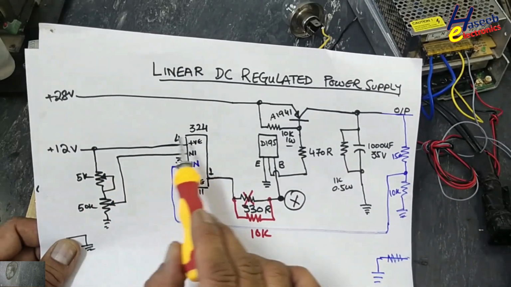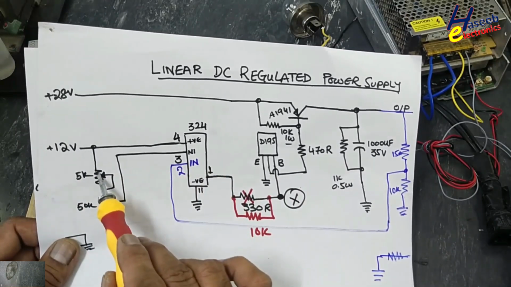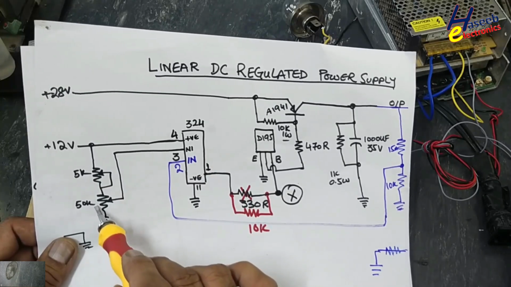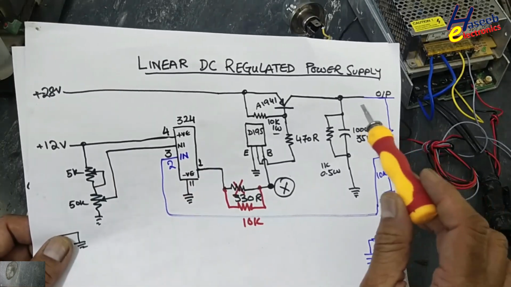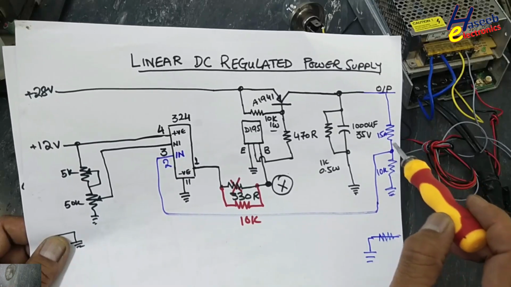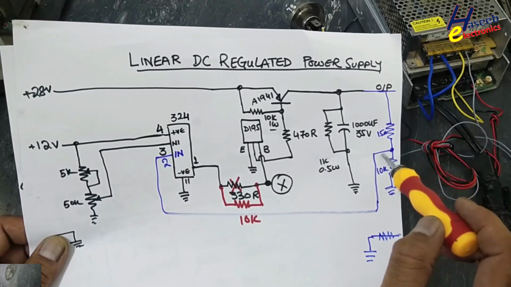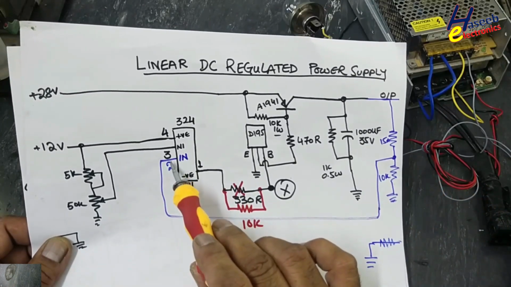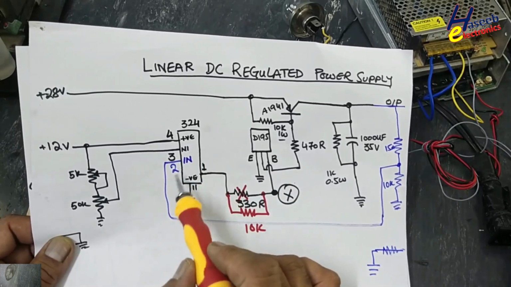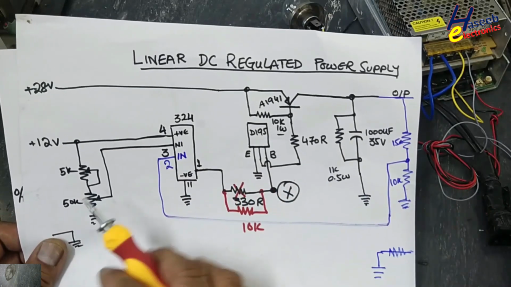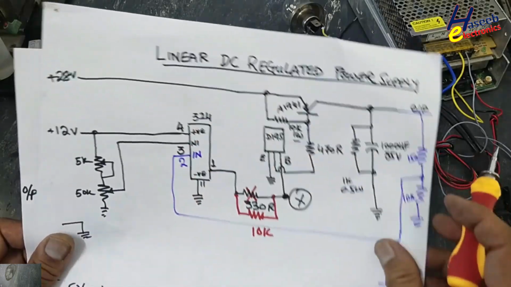We connect 12 volt to supply two potentiometers, 50k and 5k, as fine and coarse adjustment. We receive output feedback from the 15k and 10k resistors. We inject it to pin number 2. Pin number 3 is non-inverting, pin 2 is inverting, so it will provide voltage control.